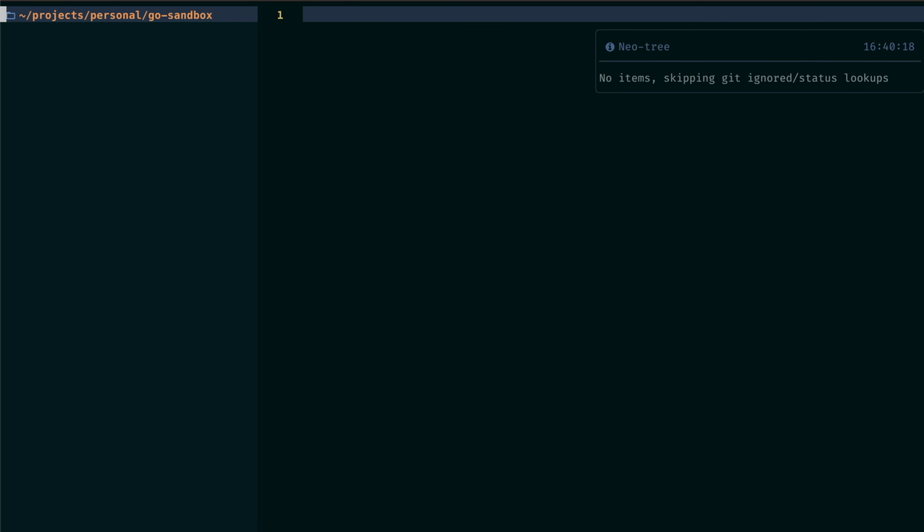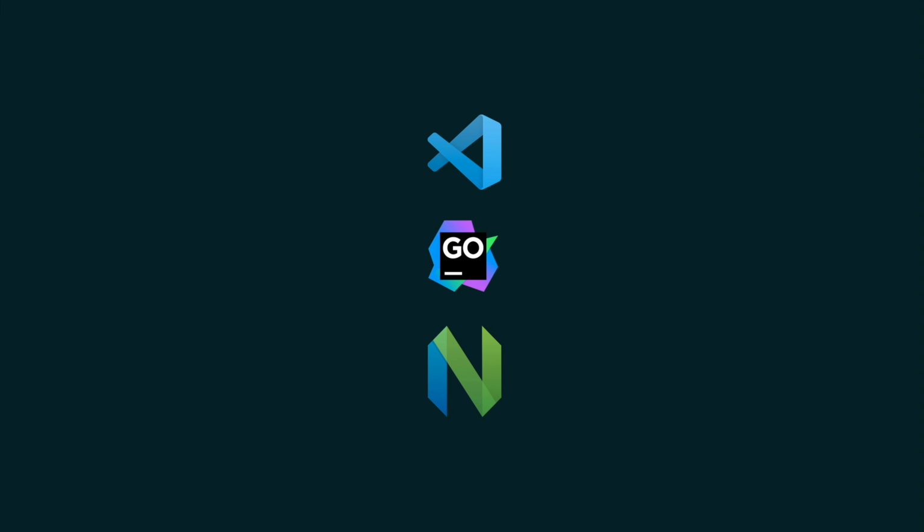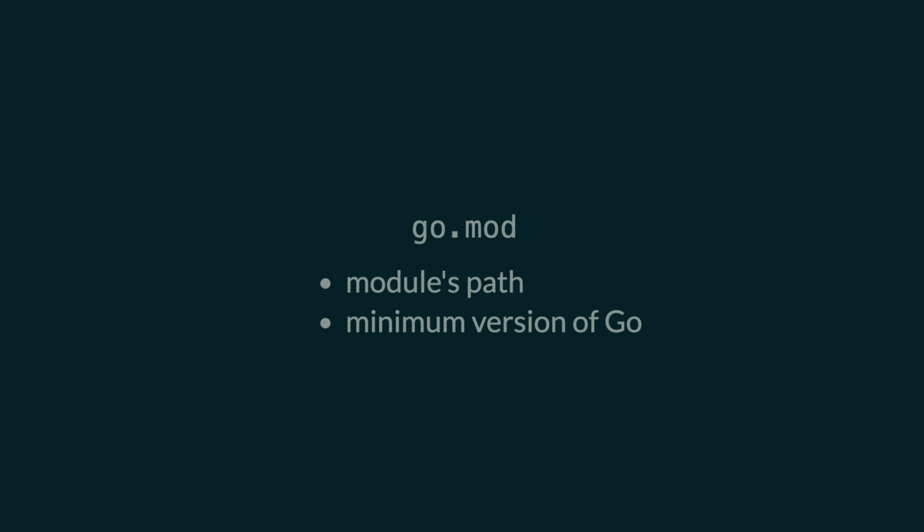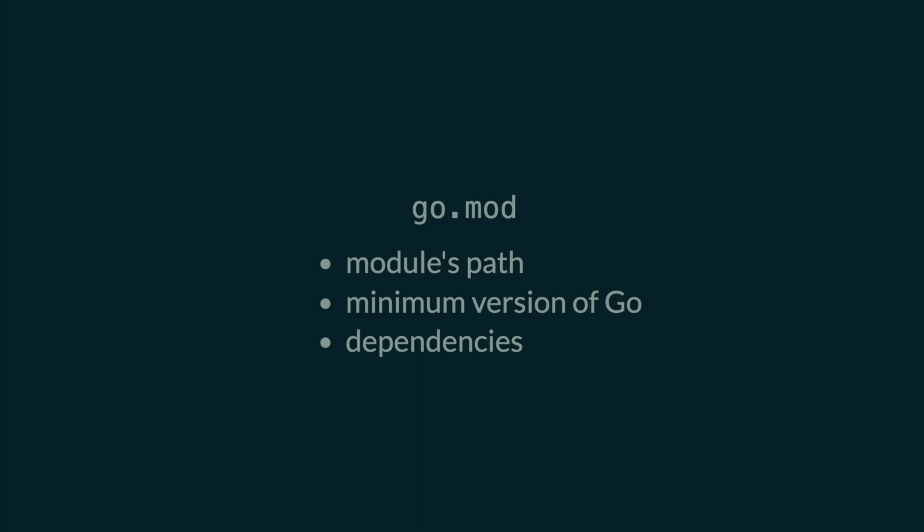After creating a folder, open it in your editor or IDE of choice. I use different editors and IDEs for writing code, such as GoLand, VS Code and NeoVim, but now I will open it inside NeoVim. Once we open the project folder in our editor, we need to talk about Go program structure. First of all, Go projects must have a go.mod file, where you define information about your module, such as the module's path, the minimum version of Go that this module uses, and information about dependencies on other modules, etc.